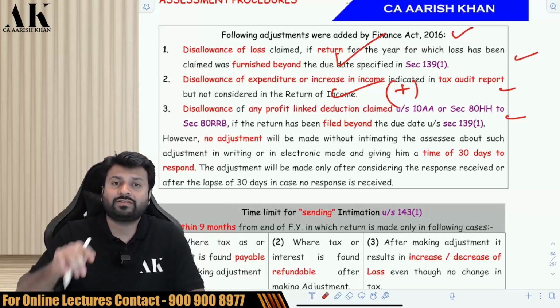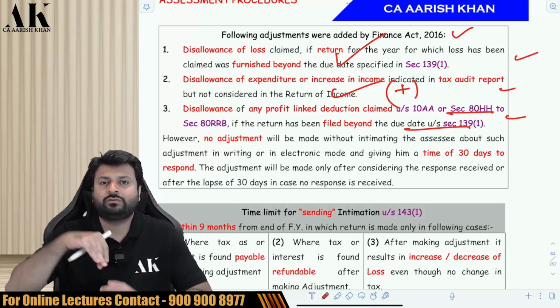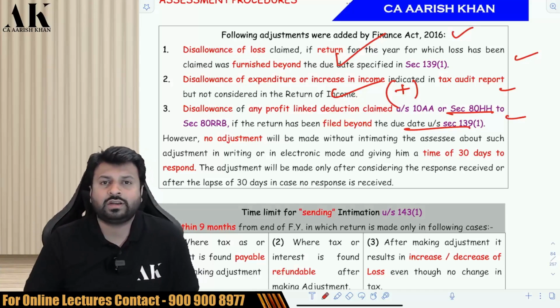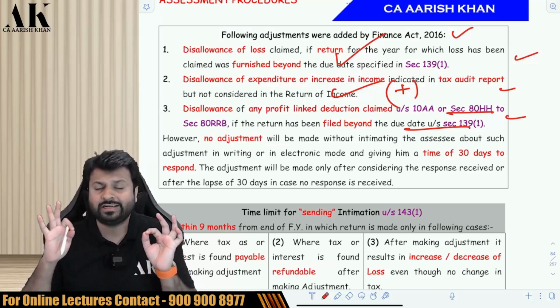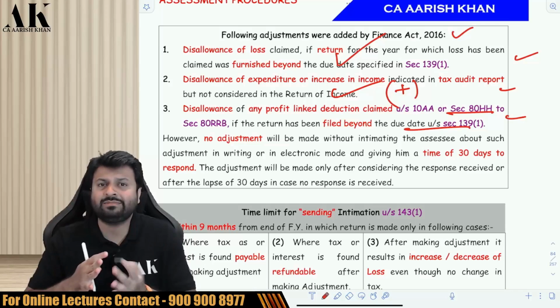Next, if you have claimed some profit linked deductions, even after filing a late return, the software will add back that deduction. Just now I told you, 10 minutes before, that if you want to claim a profit linked deduction, you have to file the return on time. If you do not do so, and you still claim that deduction, the software will add it back.